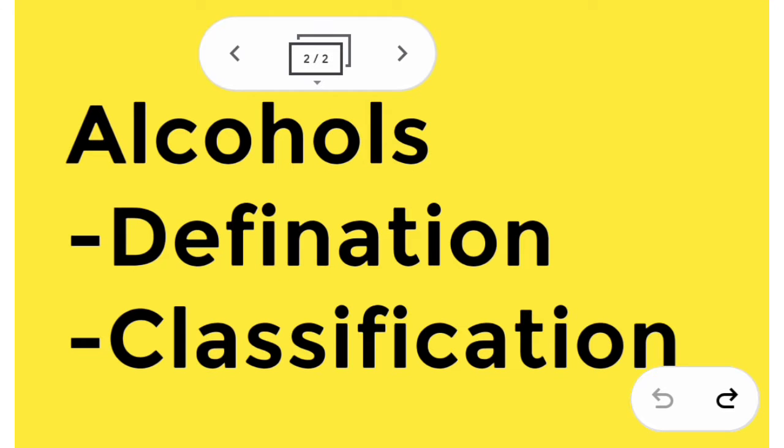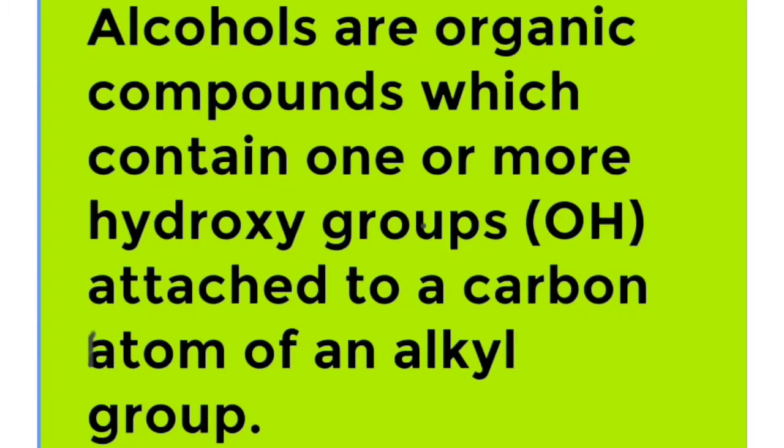Alcohols are among the most common organic compounds and are very useful in our day-to-day lives. And so, in this online lecture, we're going to talk about the definition of alcohols and the classification of alcohols. Alcohols are organic compounds which contain one or more hydroxy groups attached to a carbon atom of an alkyl group.